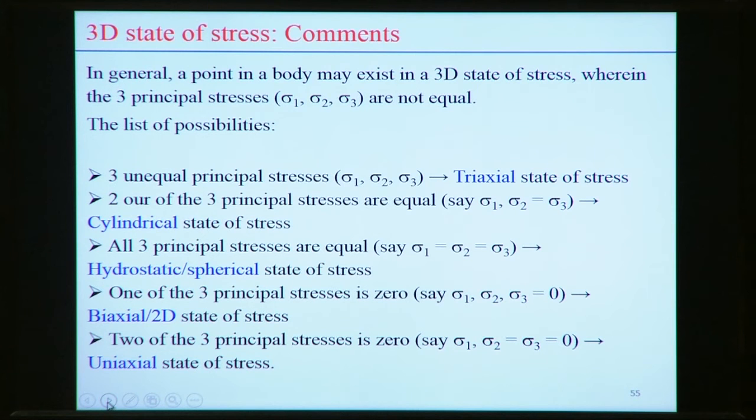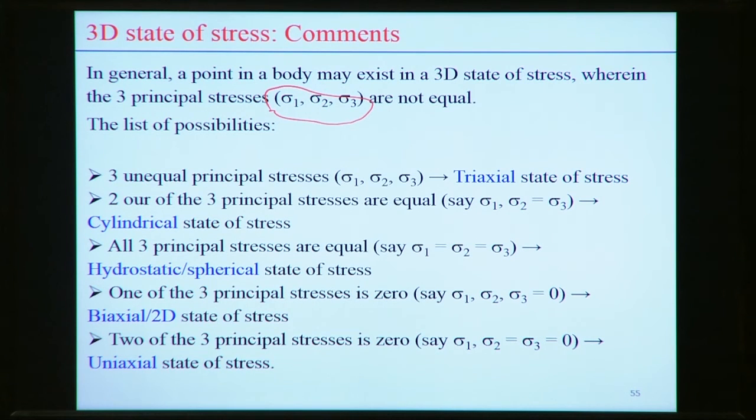Now, we have discussed the different types of three-dimensional stress state and how we can find the principal stresses, but there are several comments to address here based on the three-dimensional stress state, where the three principal stresses are not equal. There are different possibilities. First, three unequal principal stresses may exist in the actual case, or practically. When such a situation exists, so sigma 1, sigma 2 and sigma 3 are not equal to each other, then we can say this is the triaxial state of stress.